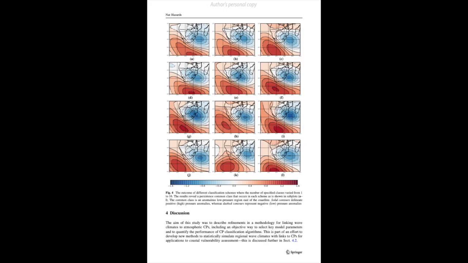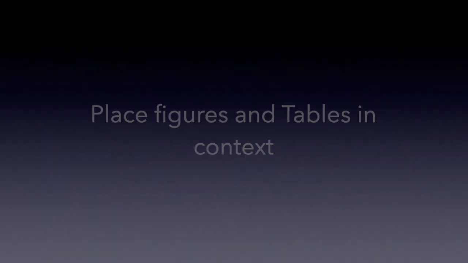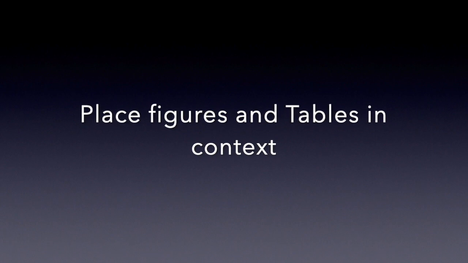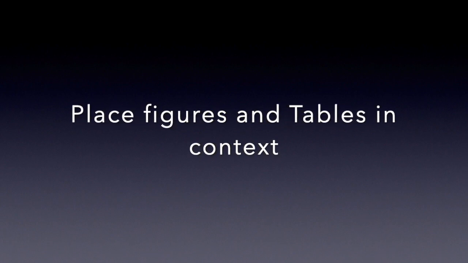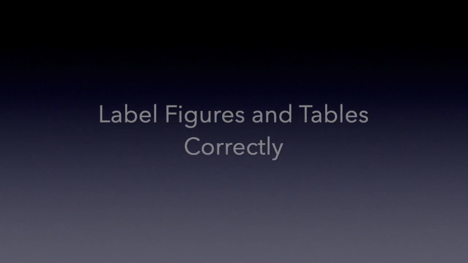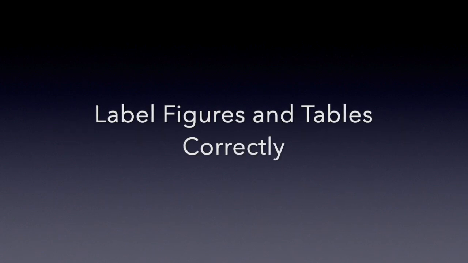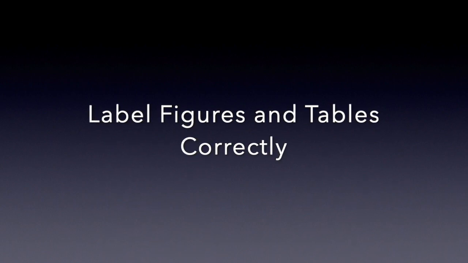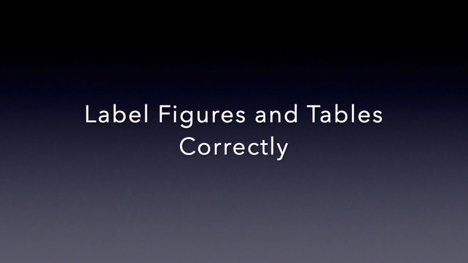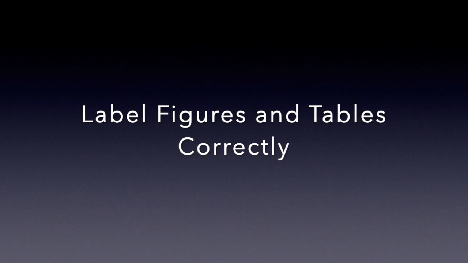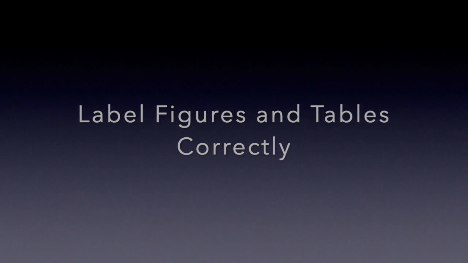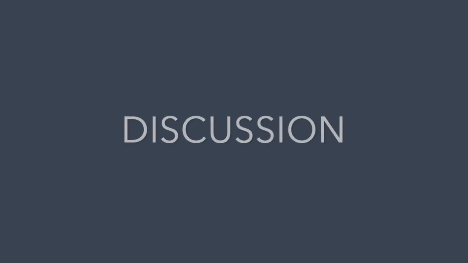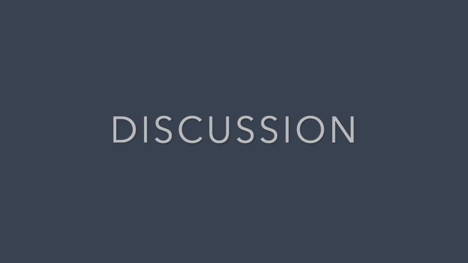You do not simply just place a figure randomly in the document without a reference to it, and this reference needs to come before the figure is seen by the reader. And as an aside, all figure and table labels are below and above respectively. So figure labels go below the figure, table labels go above the table with some caption. Now let's look at the discussion section.